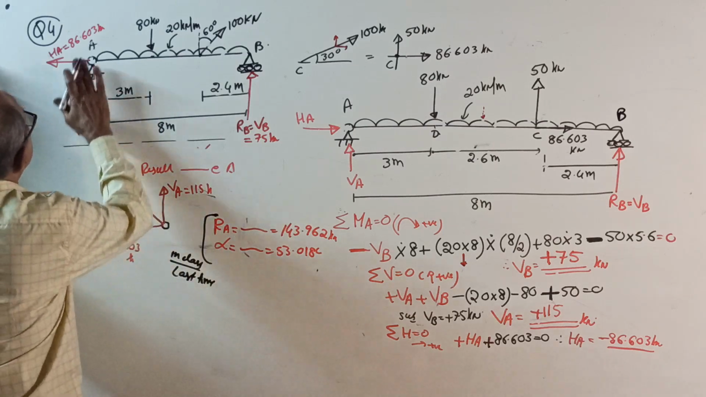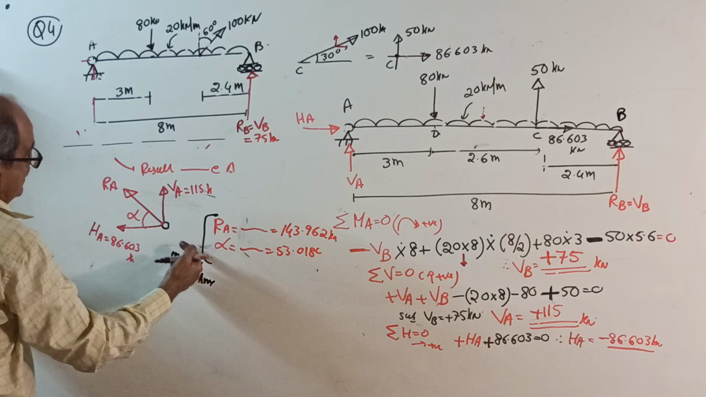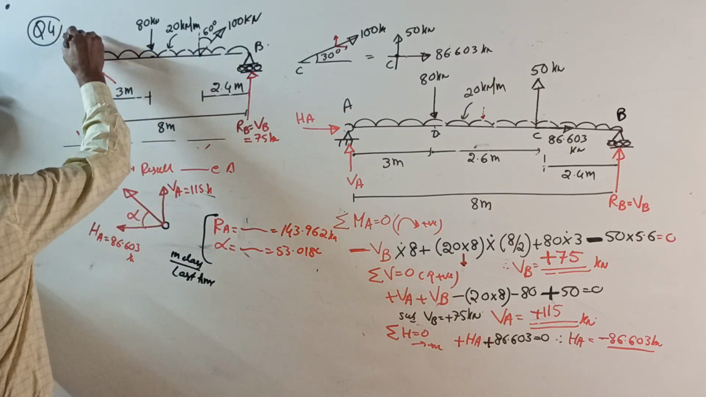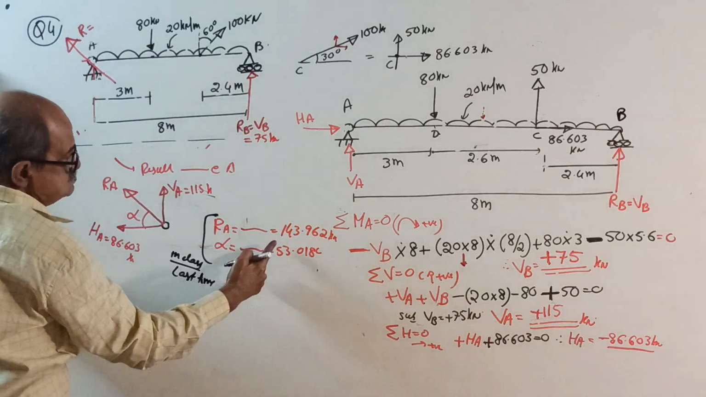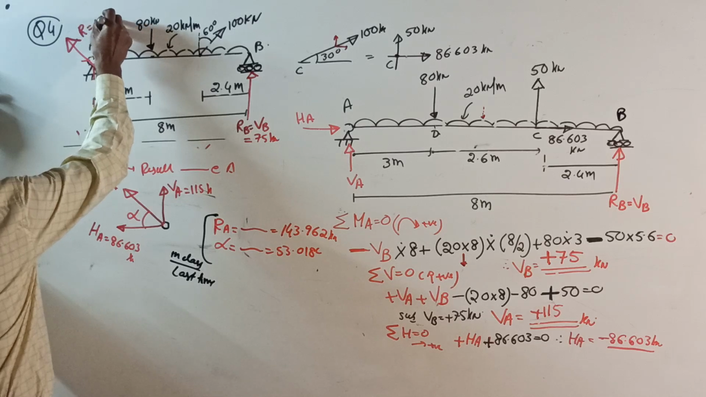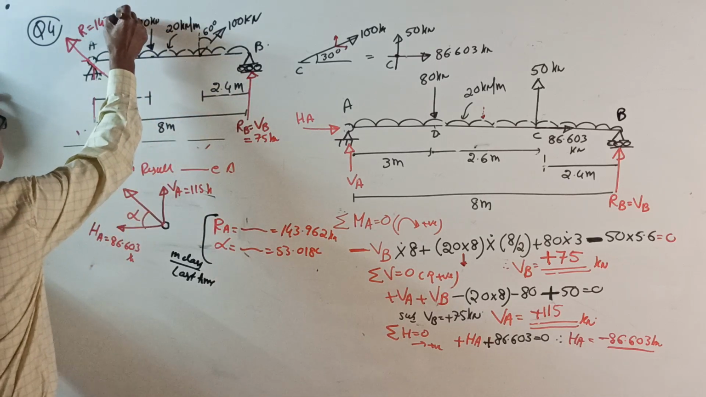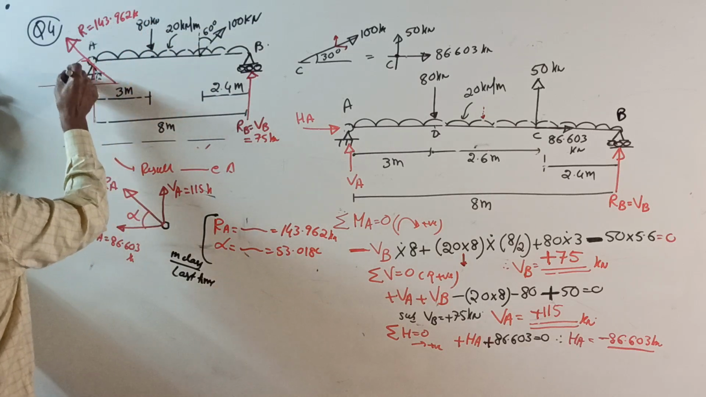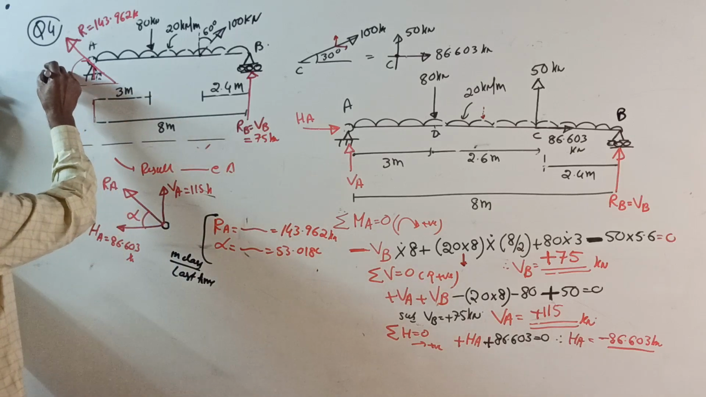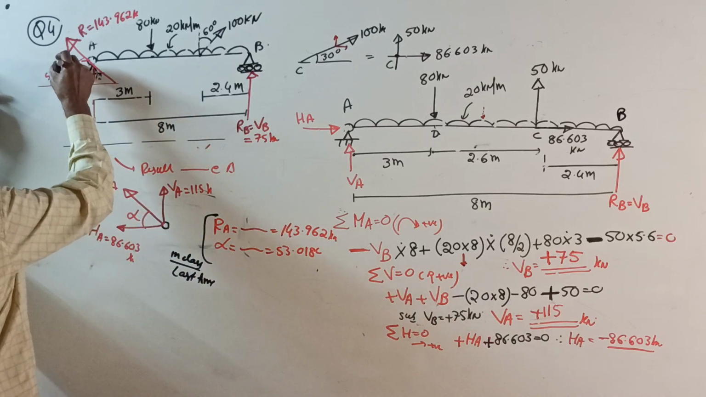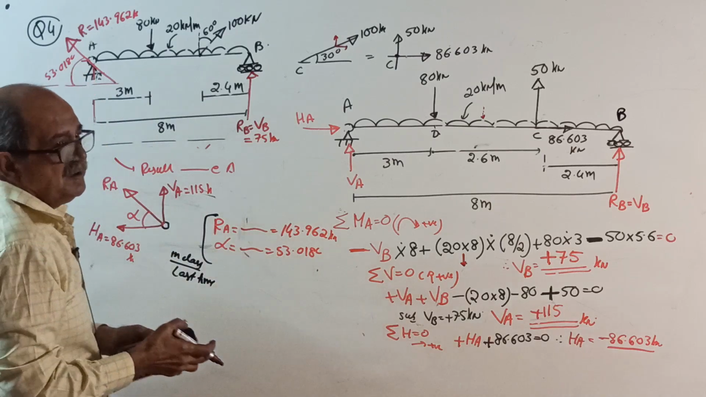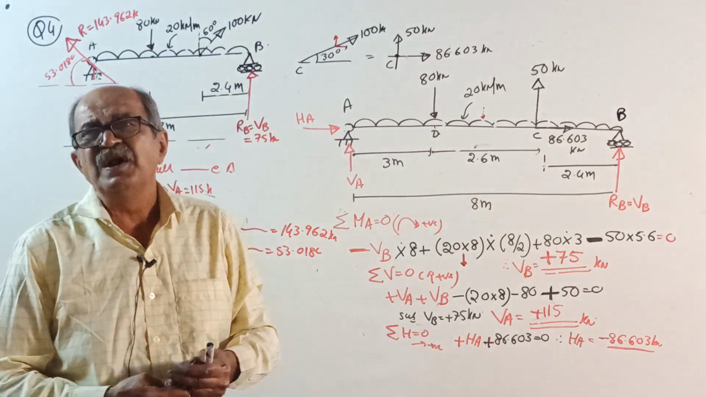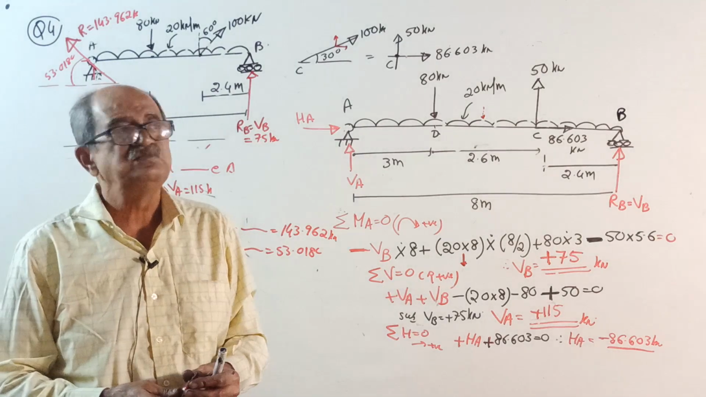Then do one thing. Put one more sketch, show RA equal to 143.962 kilonewton. Somewhere mark the angle with the horizontal, 53.018 degrees. Okay, question over. Now onwards, occasionally, once in a while, I will give a horizontal load.